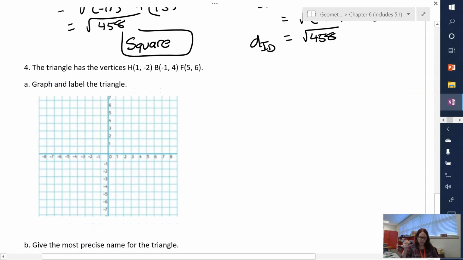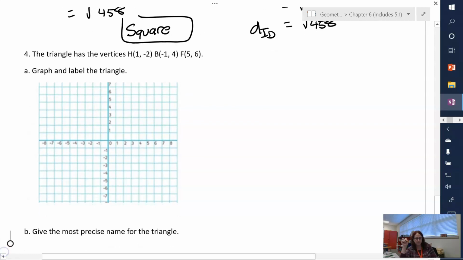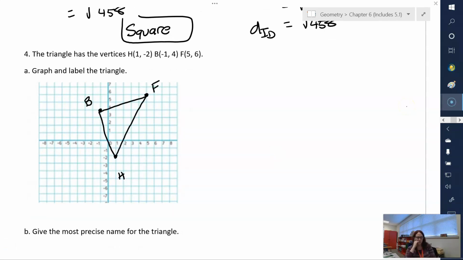All right, the last one we're going to do is we're going to graph the points of this triangle, and we're going to label it, and we're going to figure out the most precise name for this triangle. So I'm going to pause right here while I plot my points. All right, so I have plotted my triangle, and what I'm going to do is start figuring out slopes and lengths. First of all, let's get the length between B and H.